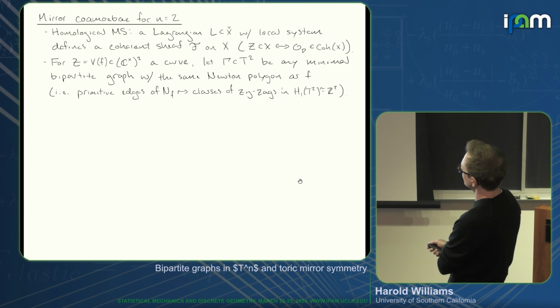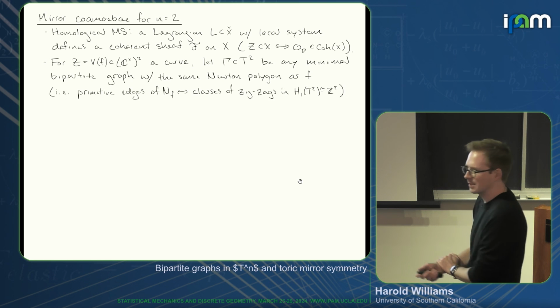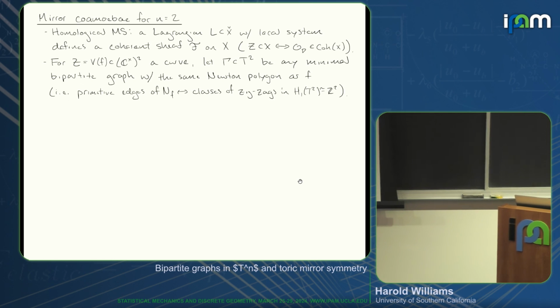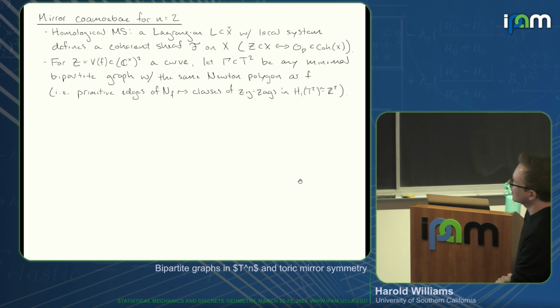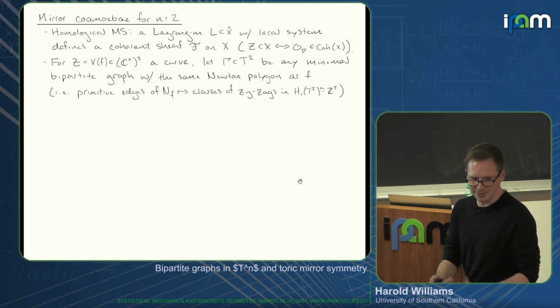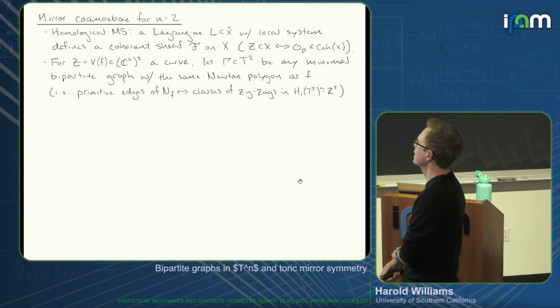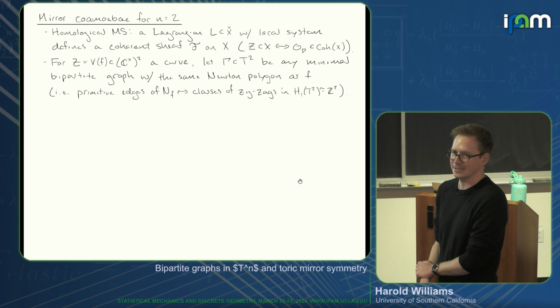And so now in this case where I have a curve in C star squared, let's consider the following setup. Let's say that Z is the vanishing locus of F. And so a precise statement of this graph curve correspondence is I want to choose a minimal bipartite graph, a bipartite graph in the torus that satisfies the conditions that Pasha talked about yesterday, that has the same Newton polygon as F.